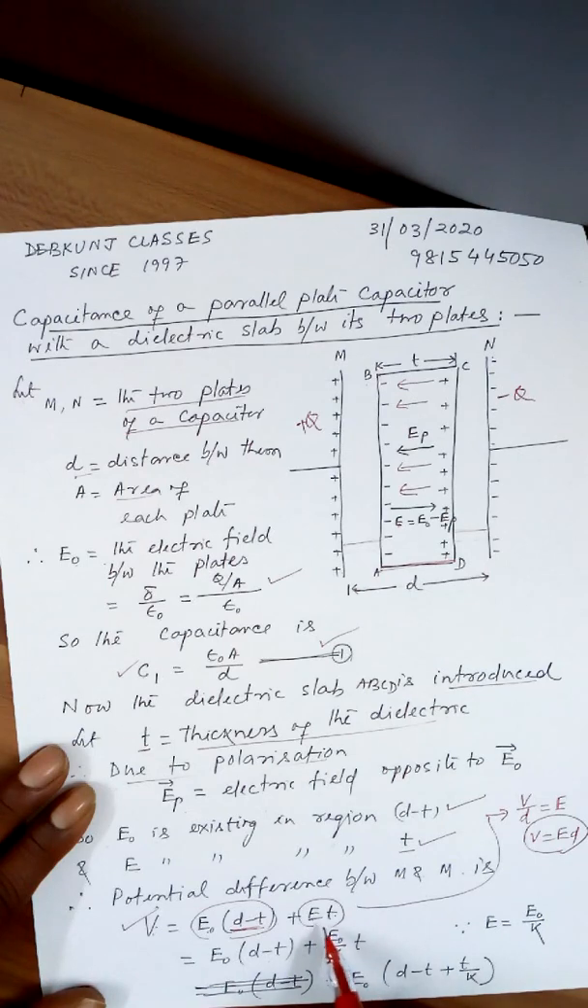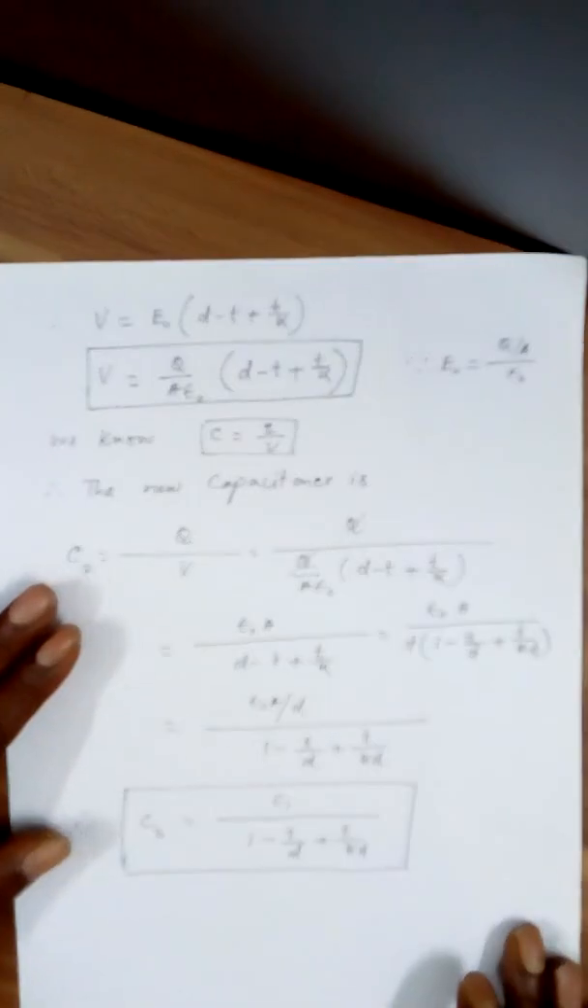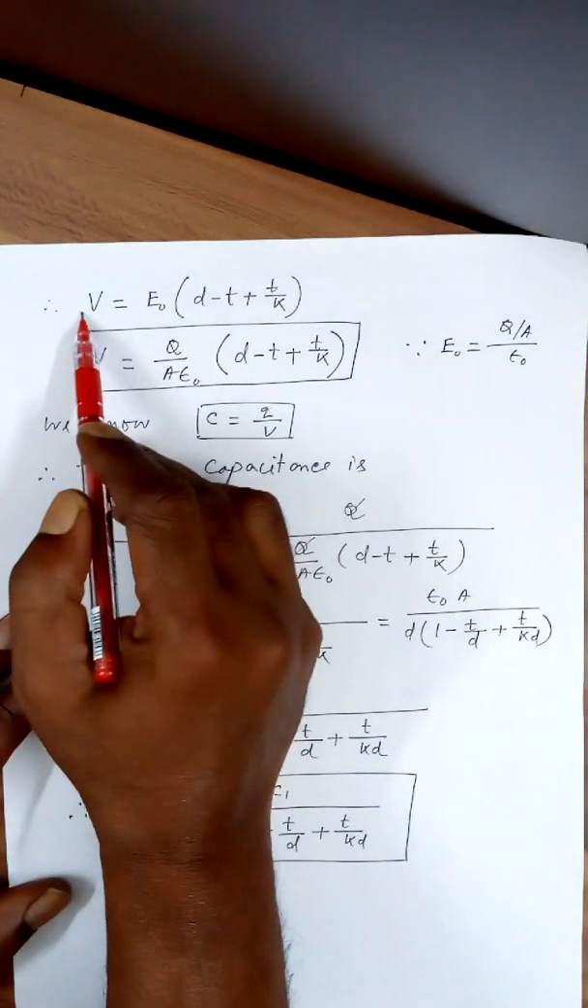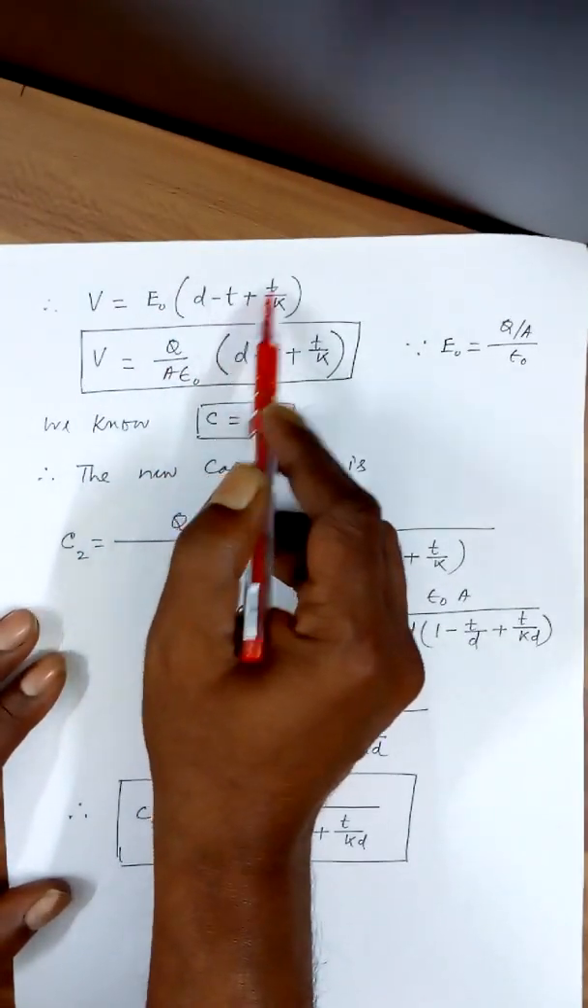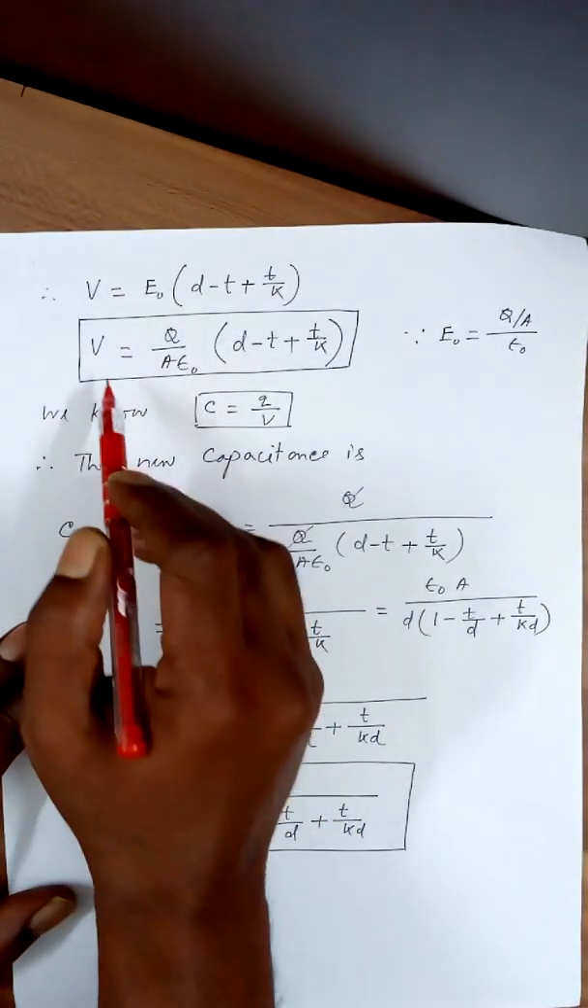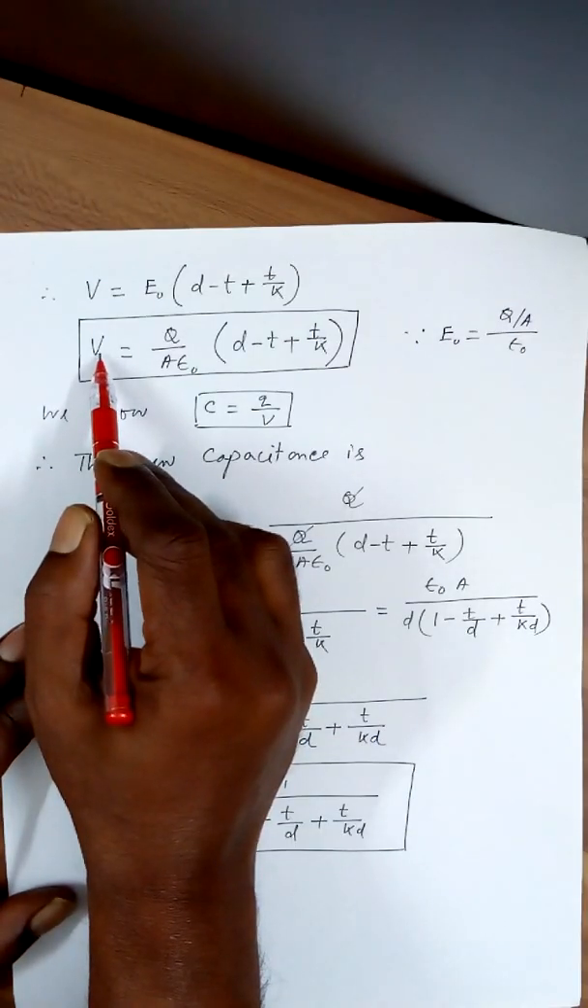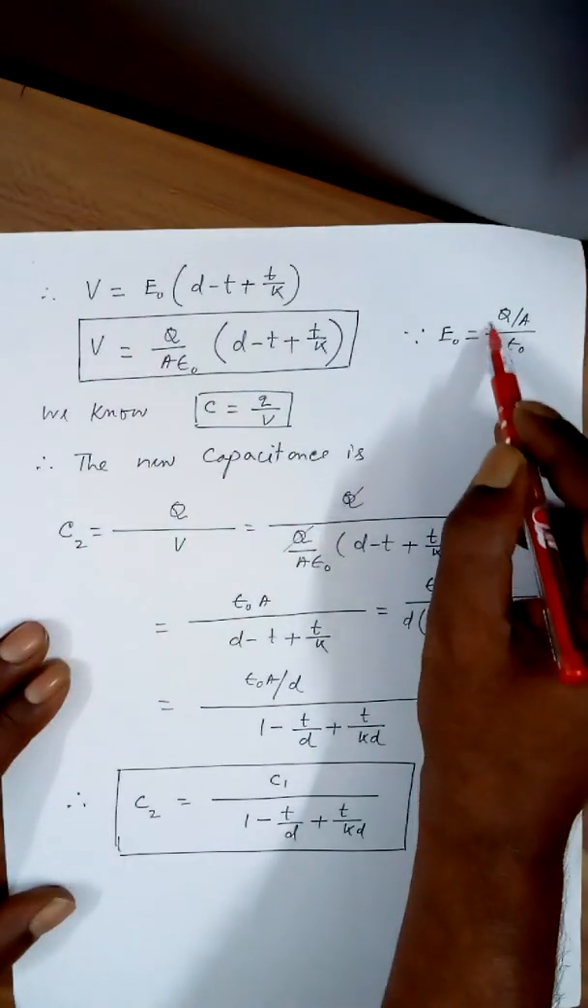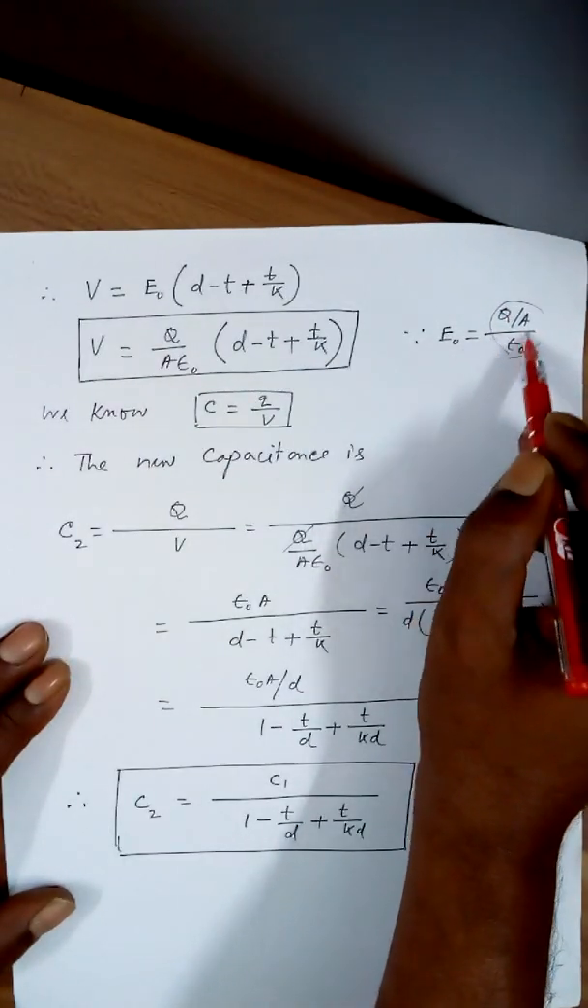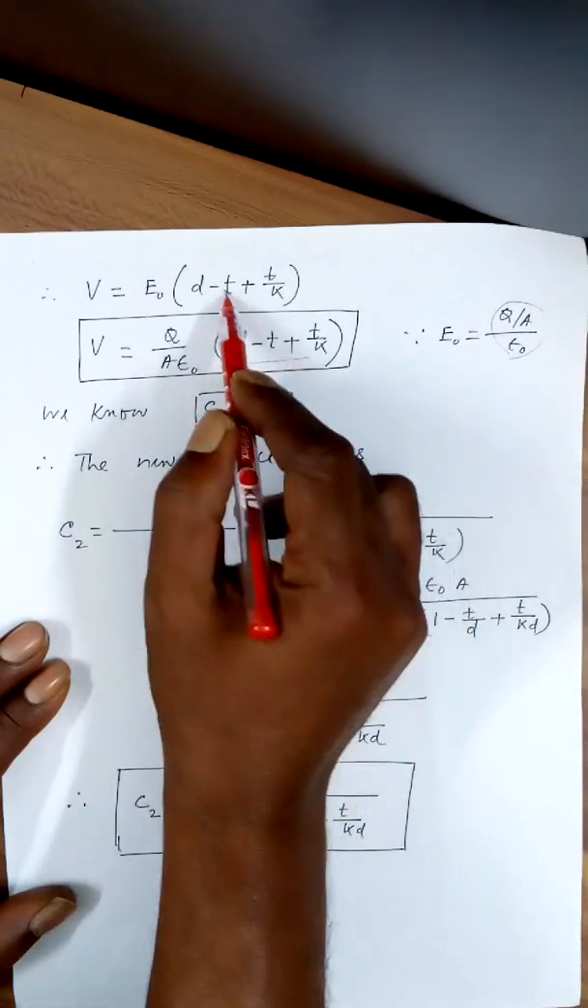In the previous lecture we have seen E was equal to the field outside divided by the dielectric constant. So I replace E with E naught by K, times t. I take E naught common, so I am left with d minus t plus t by K. So V is equal to E naught into d minus t plus t by K. E naught, we know, is equal to charge by area whole divided by epsilon naught. I substitute this.